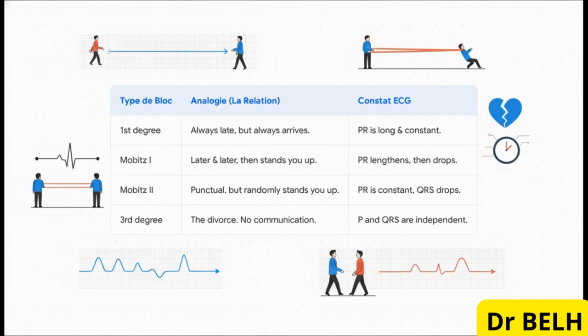Now Mobitz 2 is more dangerous. Your partner is always perfectly on time, but then, out of nowhere, they stand you up. A beat is just randomly dropped. And a third-degree block, well, that's the divorce. The atria and ventricles aren't talking anymore. They're completely doing their own thing.